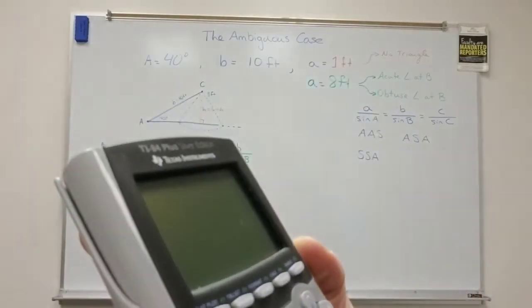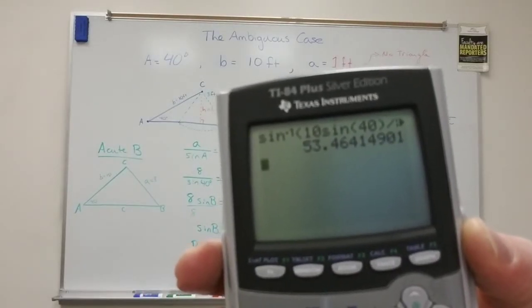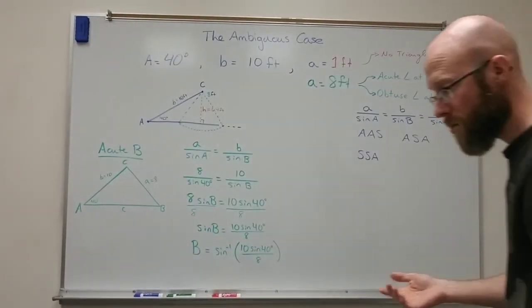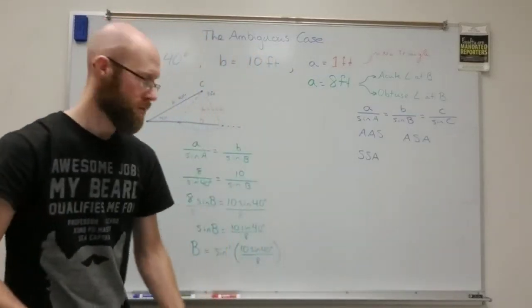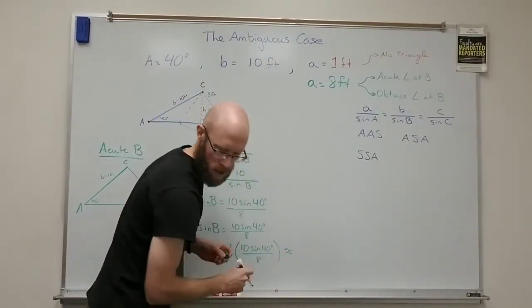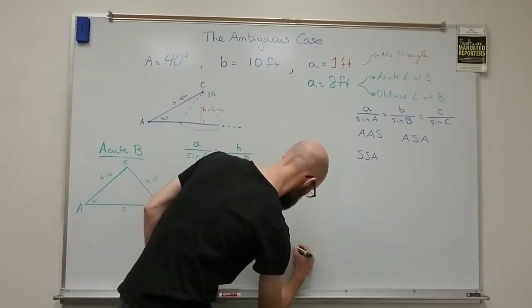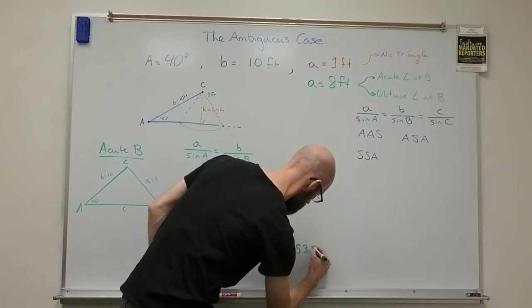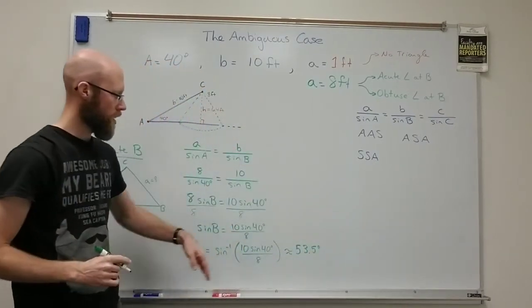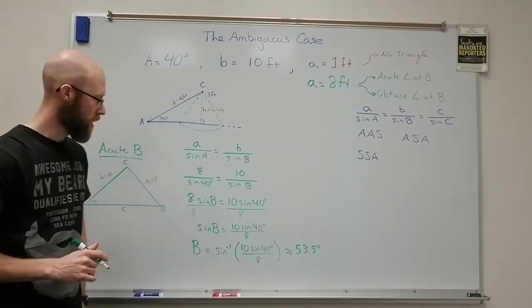And that should give me about 53.5 degrees. Okay? That is an acute angle, so that works. Okay, so this is approximately 53.5 degrees. All right, so I have an approximate angle there.